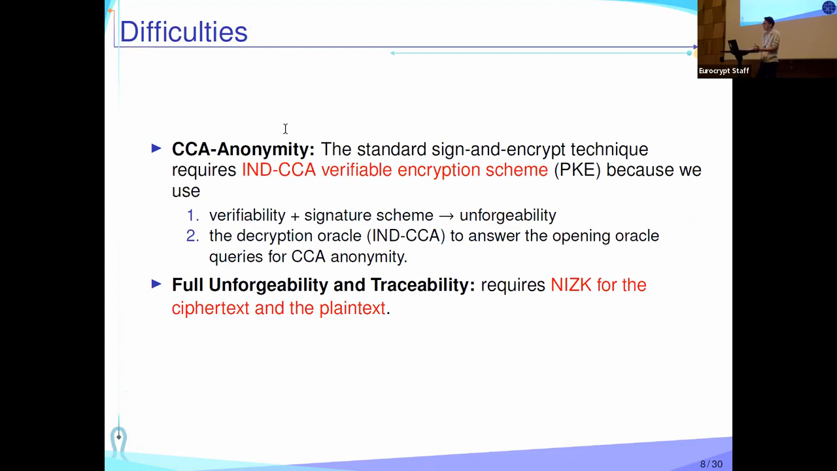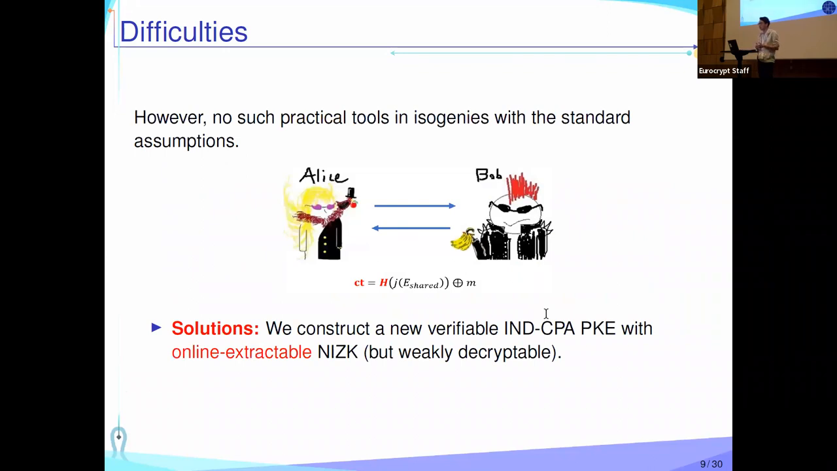But the difficulty is that the standard sign-and-encrypt technique requires an IND-CCA verifiable encryption scheme, because we need to use the decryption oracle in the CCA game to answer the opening oracle in the anonymity game. We also require NIZK for the ciphertext and plaintext relation. Unfortunately, we don't have this kind of primitive in isogenies with standard assumptions. This is because SIDH or CSIDH both use a shared secret key exchange to obtain encryption. They hash the shared value and use it as a pad to encrypt the message. Because we use a hash function here, we cannot have an efficient NIZK for this relation.